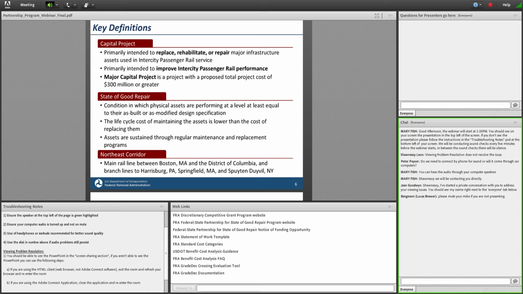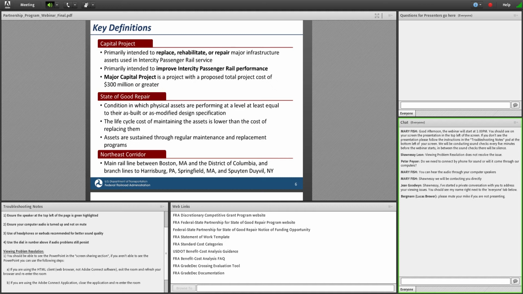The second definition there is the definition of state of good repair. This definition describes what assets would be like when they are in a state of good repair condition. So that is the condition where physical assets are in fact performing at a level at least equal to their as-built or modified design specification, and their life cycle cost is lower than the cost of replacing, and they're being sustained through regular maintenance and replacement programs. So that describes when assets are in a state of good repair.